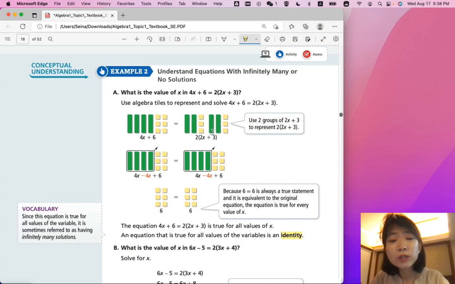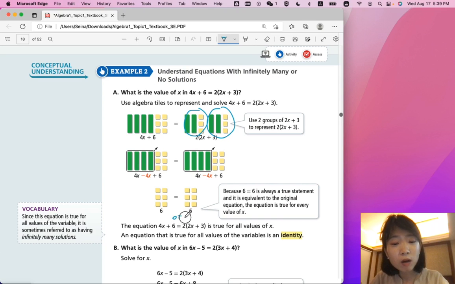That's equal to 2 times 2x plus 3. So you have 2x plus 3 repeated twice. So then you can reorder them and you can cancel the 4 green tiles out. And you can cancel all the 6 tiles out. You get 0 is equal to 0.